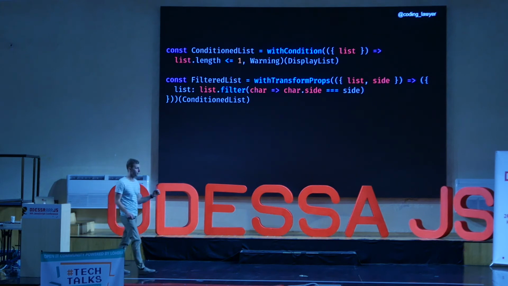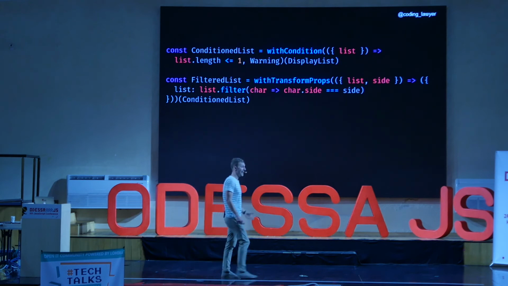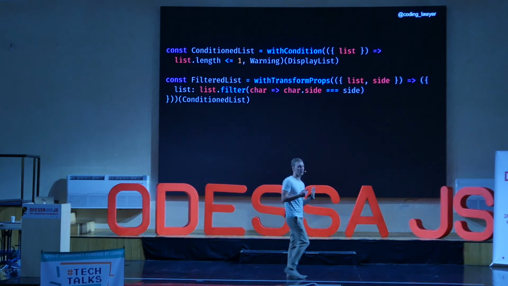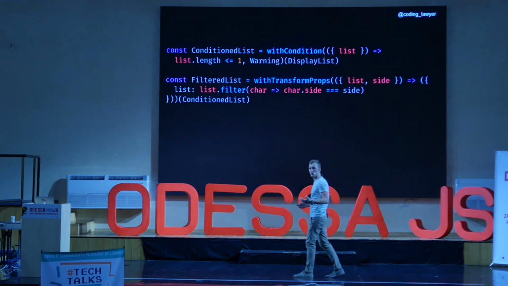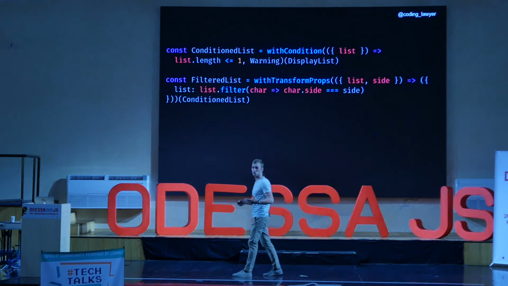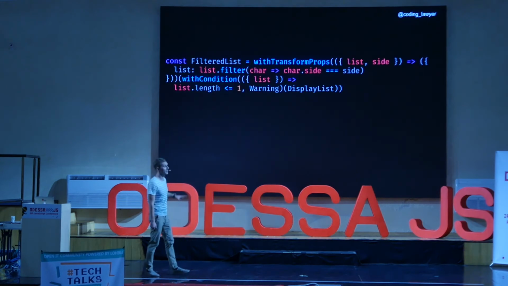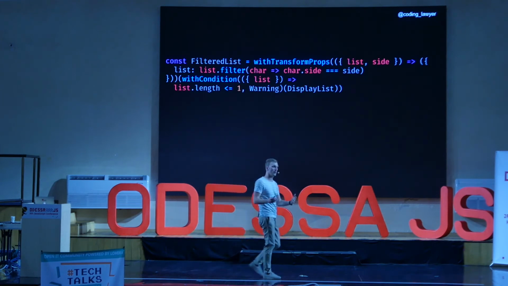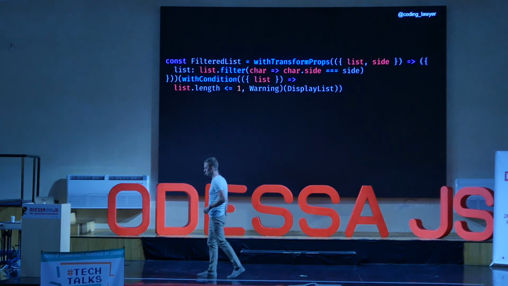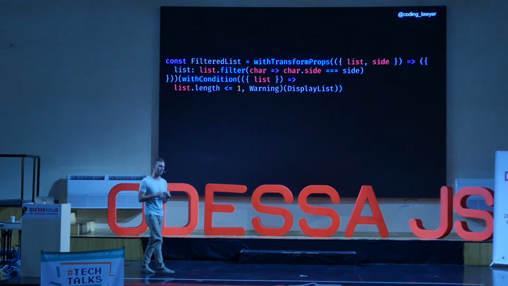However, we have a minor problem, because this syntax is pretty verbose. I mean, we don't need to store the first part of the composition inside the conditioned list variable. We can just wrap the higher order components inside each other like this. But the readability of this is also not that good. Imagine if you had like 10 higher order components. This would be really difficult to read. So the question is, how could we make this more readable?